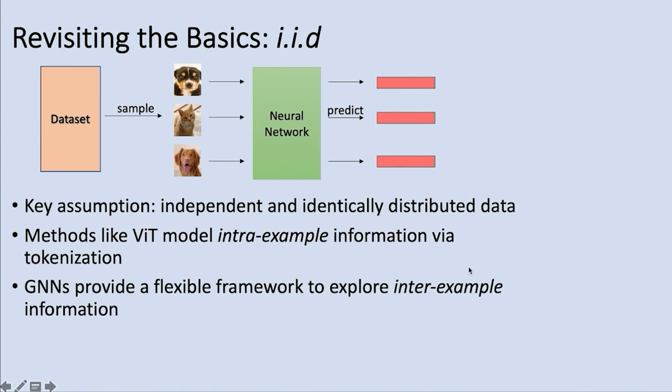Before delving into the paper, I wanted to revisit the basics. One of the motivations behind our paper is this principle of i.i.d., independent and identically distributed data. This is one of the key assumptions behind many neural methods where samples are passed in and modeled independently. There are methods like ViT, which model intra-example information via tokenization and then applying an attention mechanism between tokens. And we use GNNs, which provide a flexible framework to explore not just intra-example information, but inter-example information.